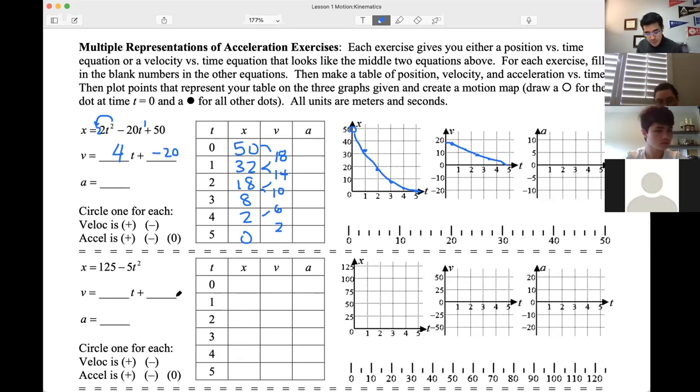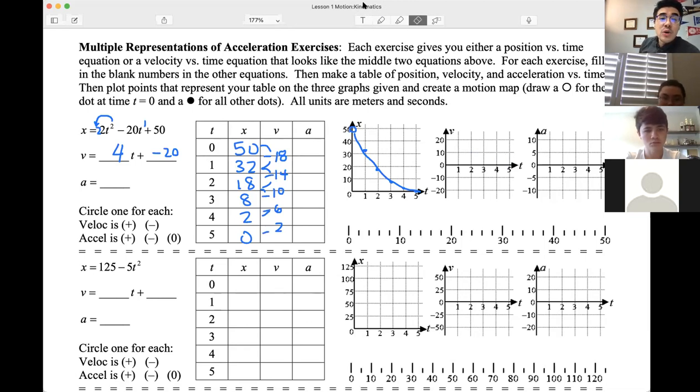Remember that acceleration is the change in velocity over a unit of time. These are still a second apart, so what's the change here? It dropped 4. Oh, I forgot to put the negative sign. It dropped, so these should all be negative numbers: -18, -14, -10, -6, -2.